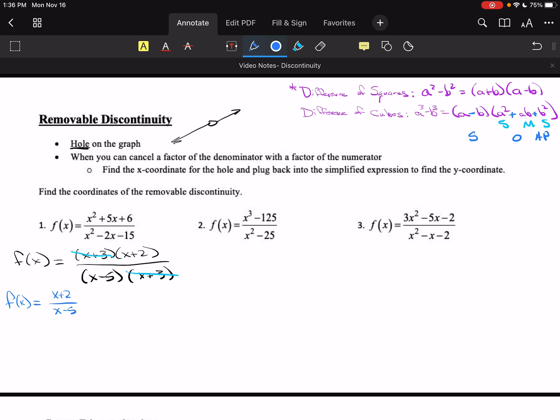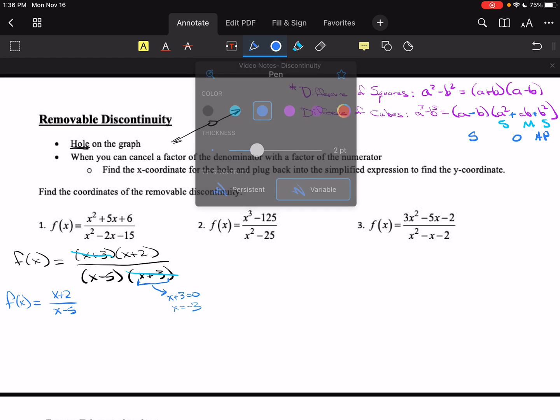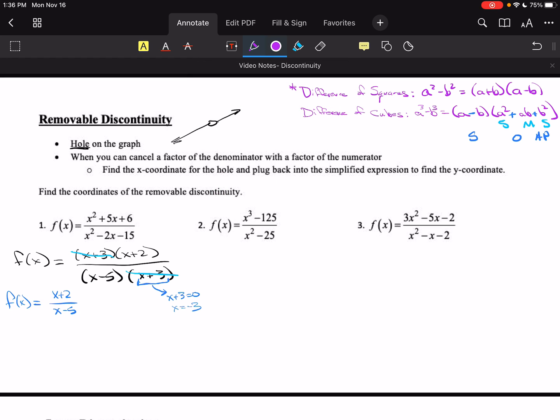So I need to figure out the ordered pair where that hole is going to be, okay? And I get the x from the factor that cancels. So I have this x plus 3 here. So if I set that equal to 0, I get negative 3. Now, I'm going to take that and plug that x in to the simplified function, okay? Don't plug it back into the original.